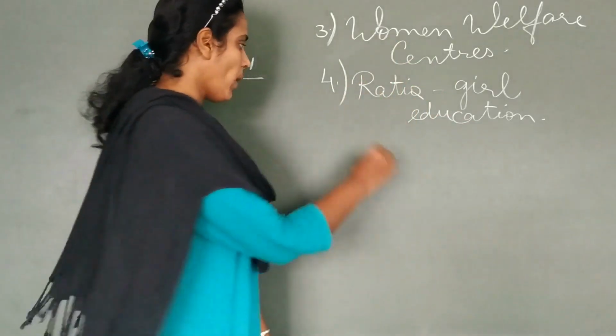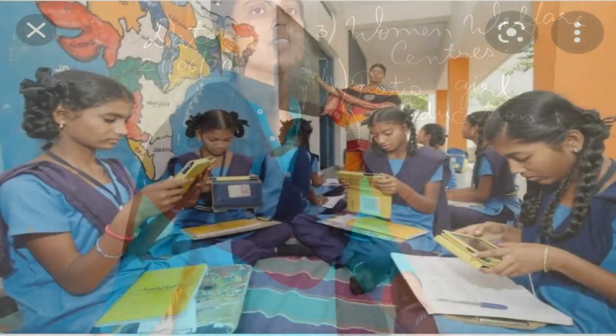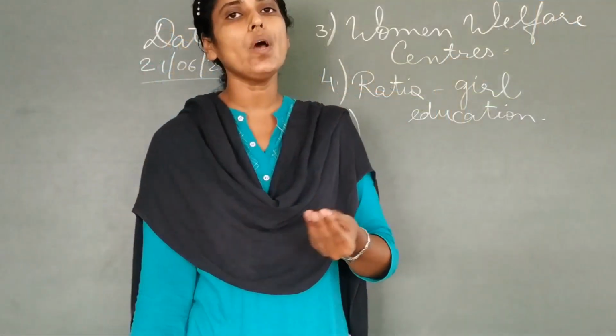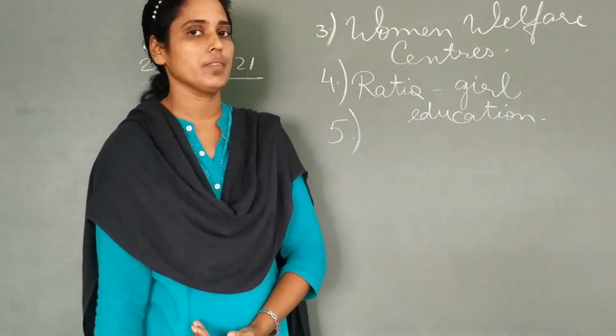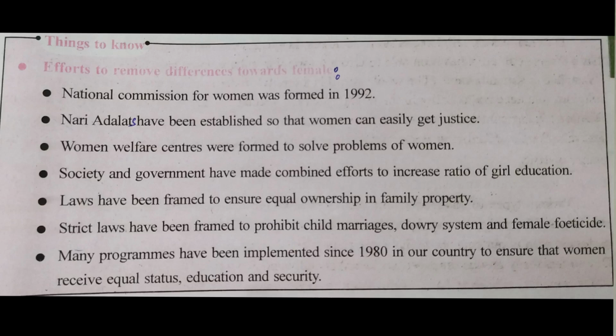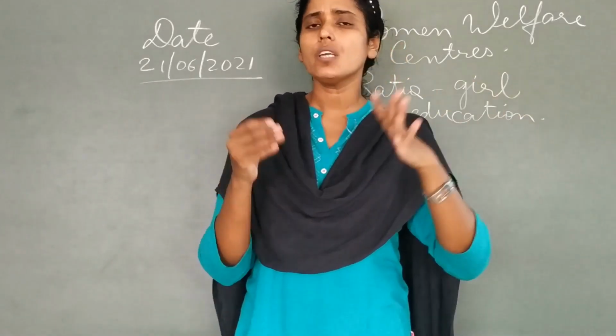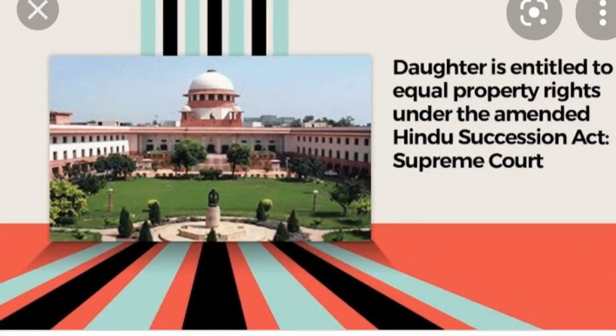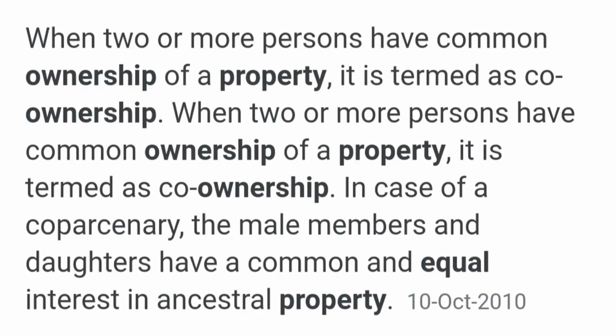The next one, the fifth one is, just read what is the fifth one, students? Laws have been framed to ensure equal ownership in family property. What do you mean by that? In family property, whatever is the property of a family, the land, house, whatever is there, estates, whatever you have as your private property, has to be distributed equally. That is, the family property goes into the hands of all the children equally. Okay. This is a very good reform towards females.